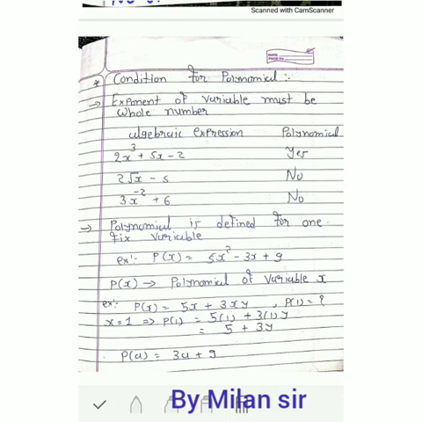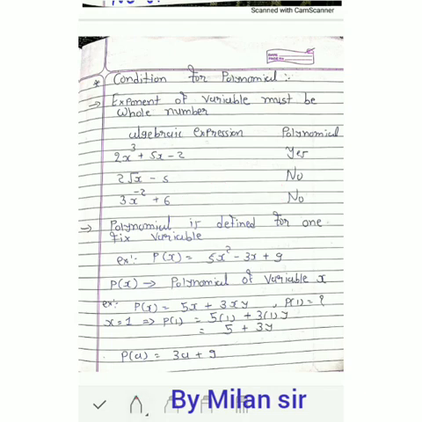Third example: 3x raised to minus 2 plus 6. Now you can see here the exponent is equal to minus 2, and whatever condition we apply, it must be a whole number. So minus 2 is not considered a whole number. That's why 3x raised to minus 2 plus 6 is an algebraic expression but not a polynomial.